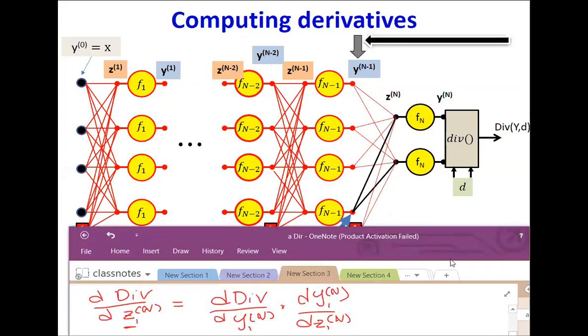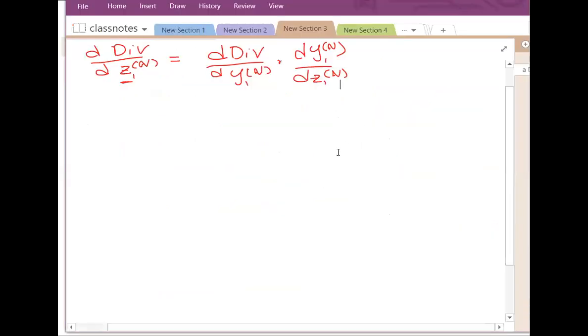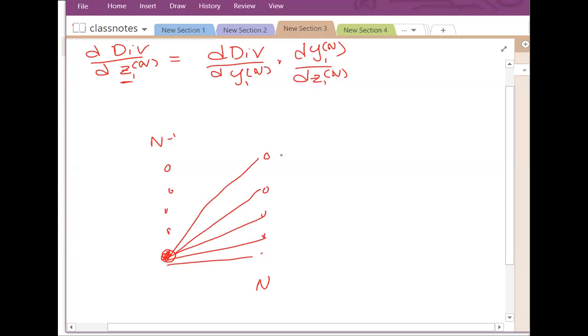It's useful to think again in terms of influence diagrams. I have a bunch of neurons in the n-1th layer. I have a bunch of neurons in the nth layer. Now the output of this neuron influences the outputs of every one of these guys. So Y influences the affine combinations at each one of these guys.